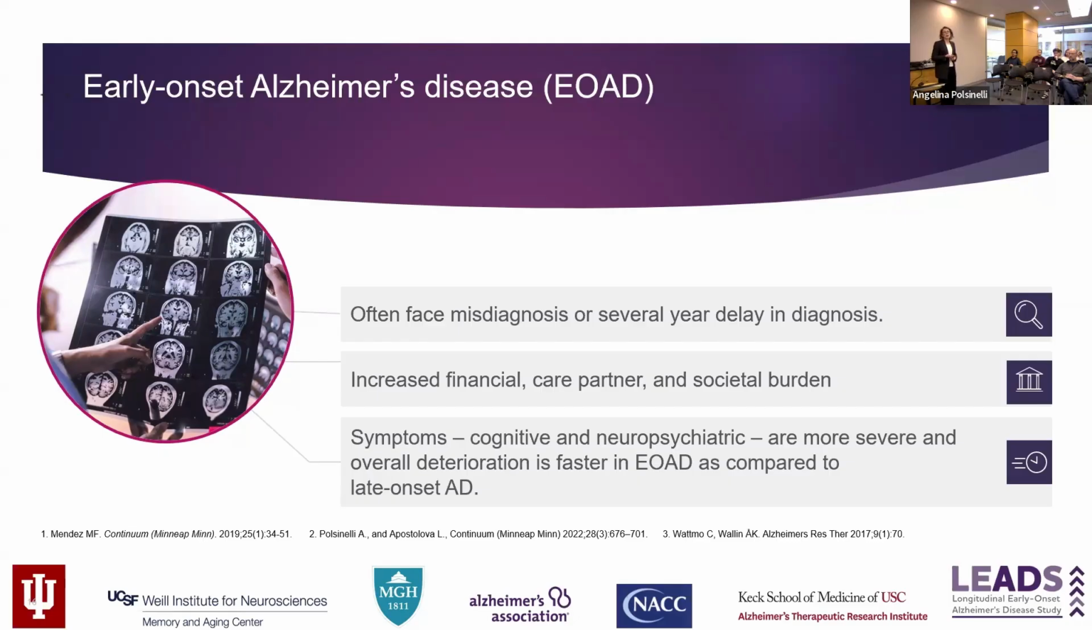The symptoms also tend to be more severe, both cognitively and neuropsychiatrically, in early onset Alzheimer's disease compared to what we would call late onset AD, people who are diagnosed after the age of 65. So this is a more aggressive disease and tends to increase in severity a lot quicker.